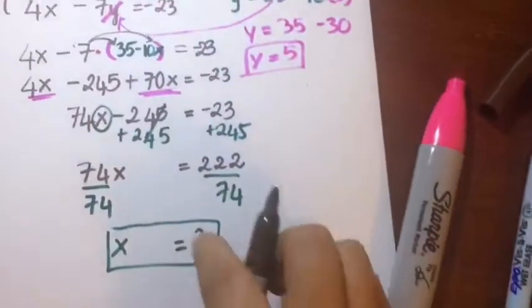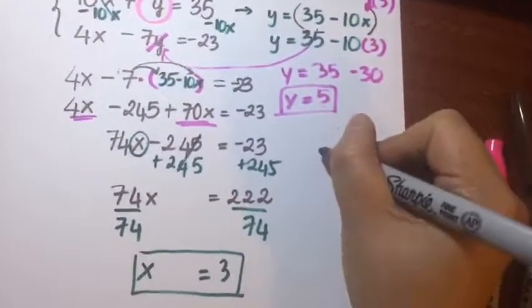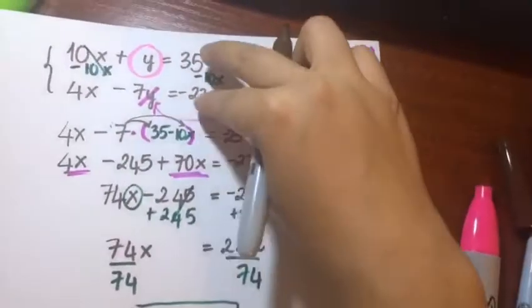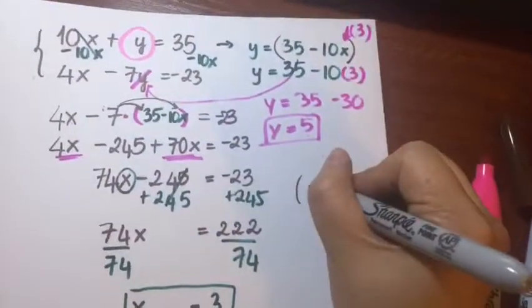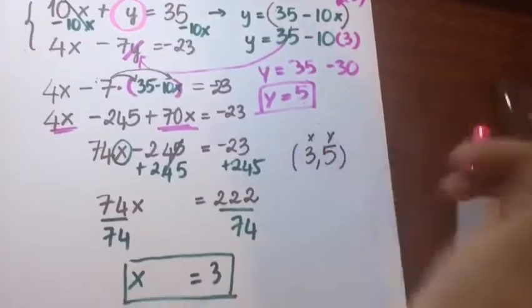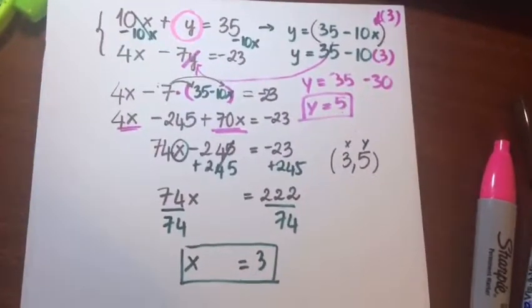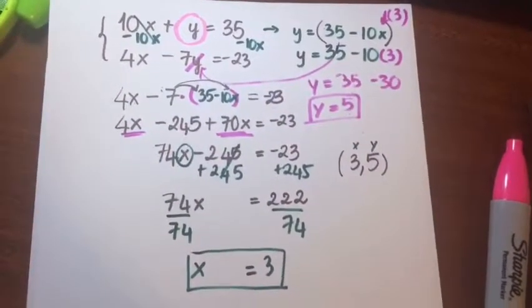Now that we have our x and our y, let's put them in the correct form. This is where your two lines cross, at the point 3, 5, label x, label y. So that is how we solve a system of equations using substitution.